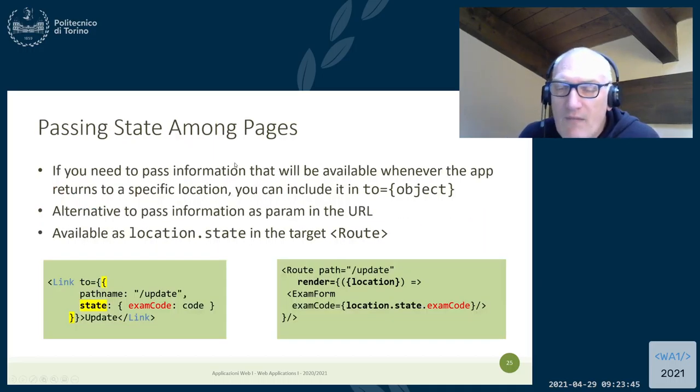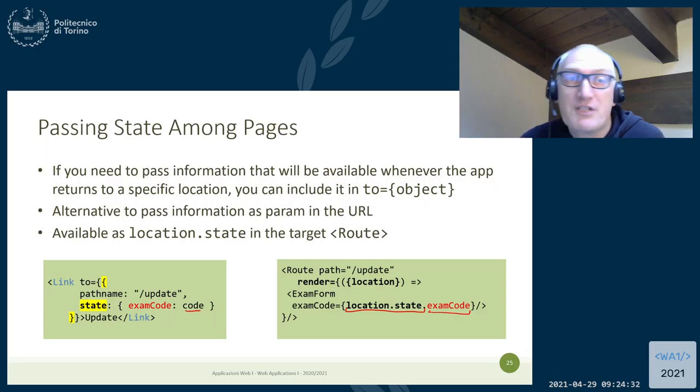And how to exploit that? Like we already saw, when we want to link, we need to include an object that contains a state property that contains an object with some properties, for example, the exam code. And in the rendering route, where we are rendering the component, we can just use the location object, which has a state property, and the state property will contain a copy of the value that was given here, with the same properties.